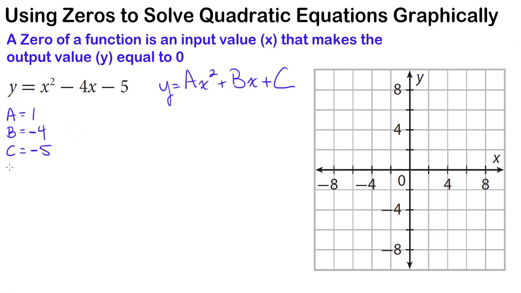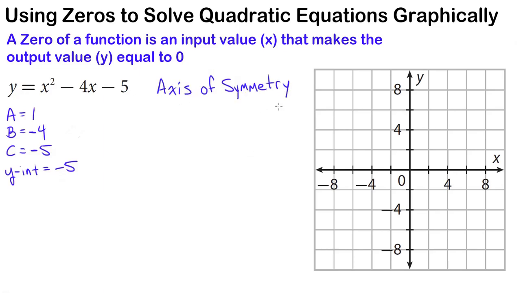And if we know the c value, we can also identify the y-intercept, because the y-intercept is the same as the c value. So it is -5. The reason for that is, in order to find the y-intercept, we substitute 0 for x. So 0 squared is 0, -4 times 0 is 0. All of this becomes 0, and what we're left with is -5. So that's why the y-intercept is always the same as the c value.